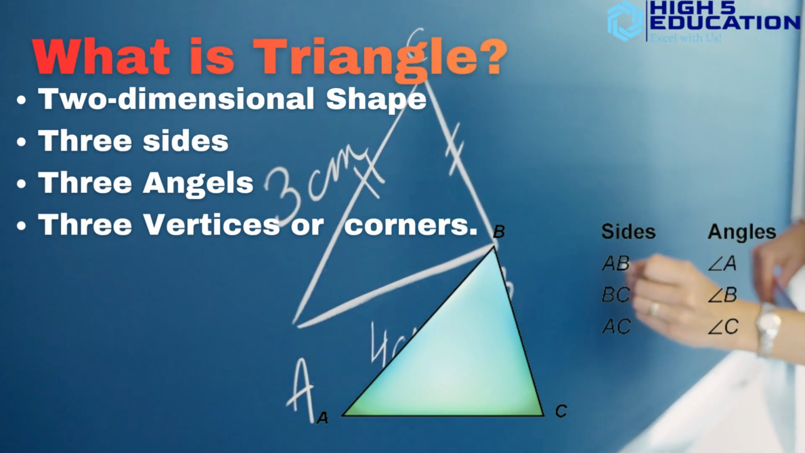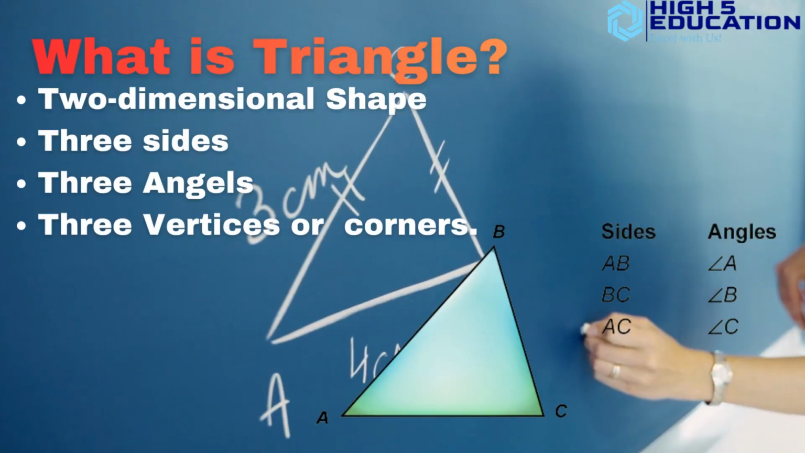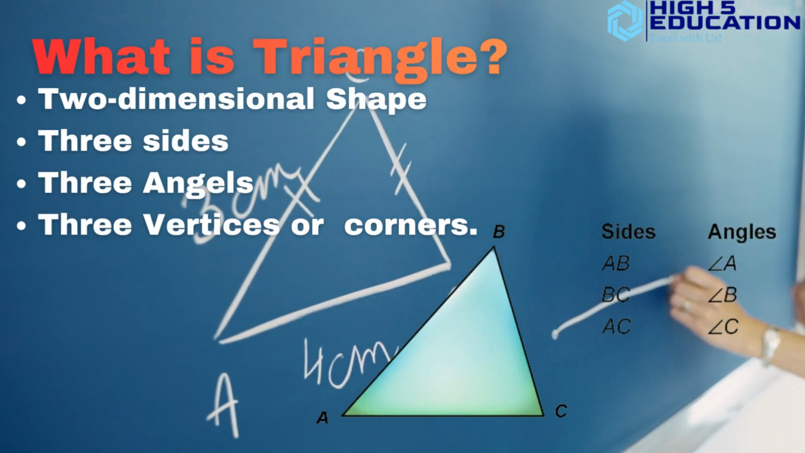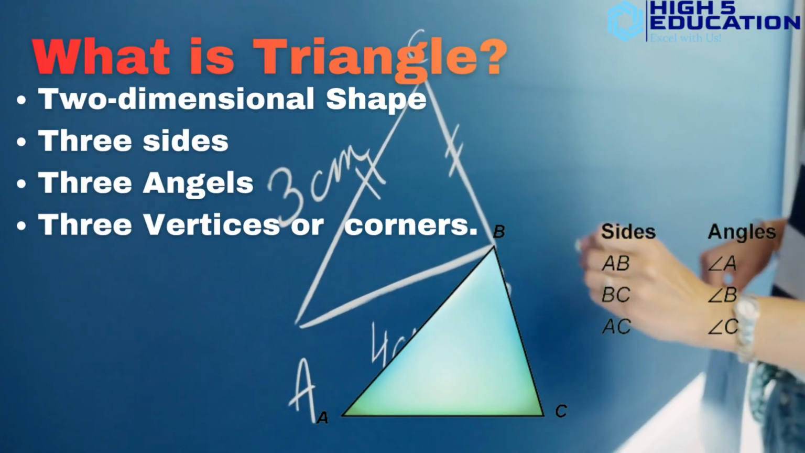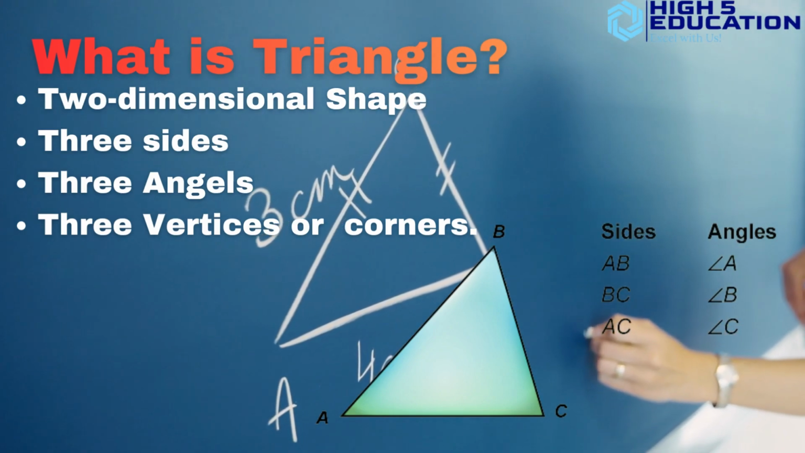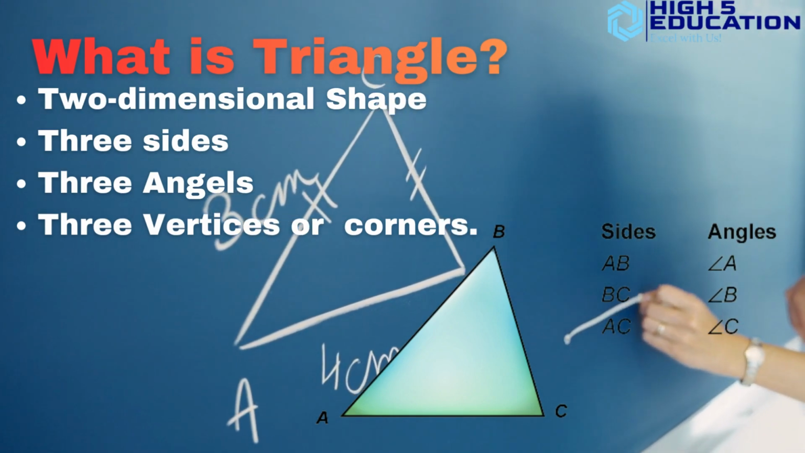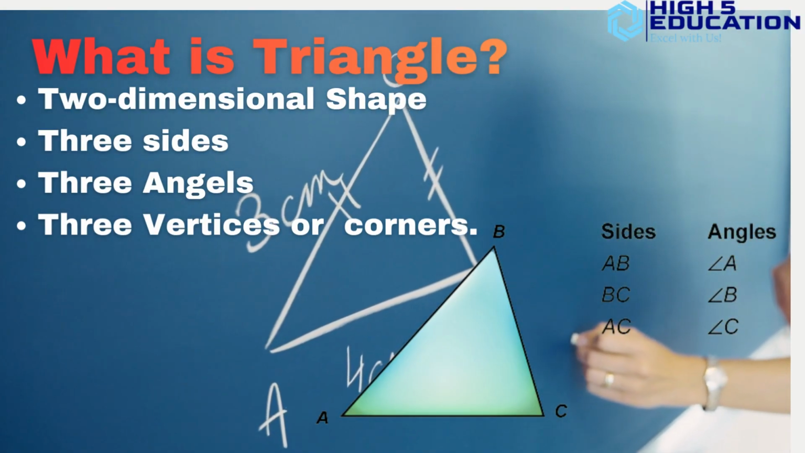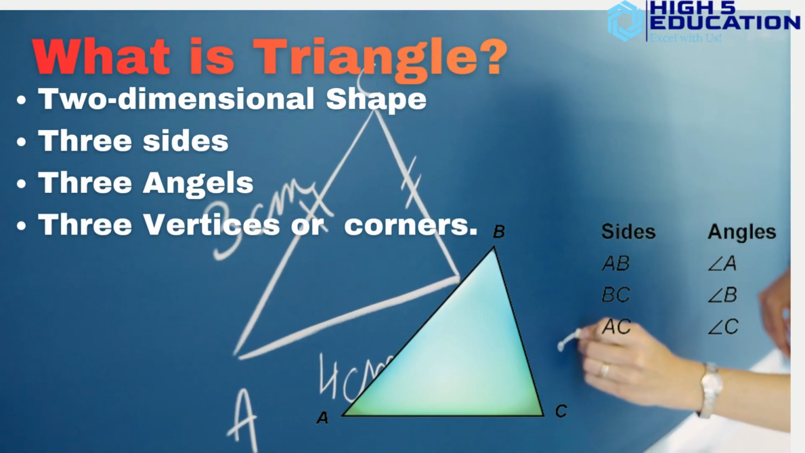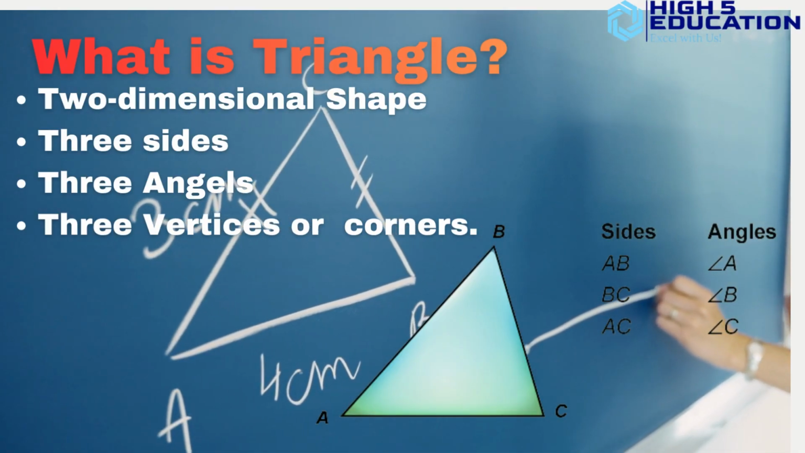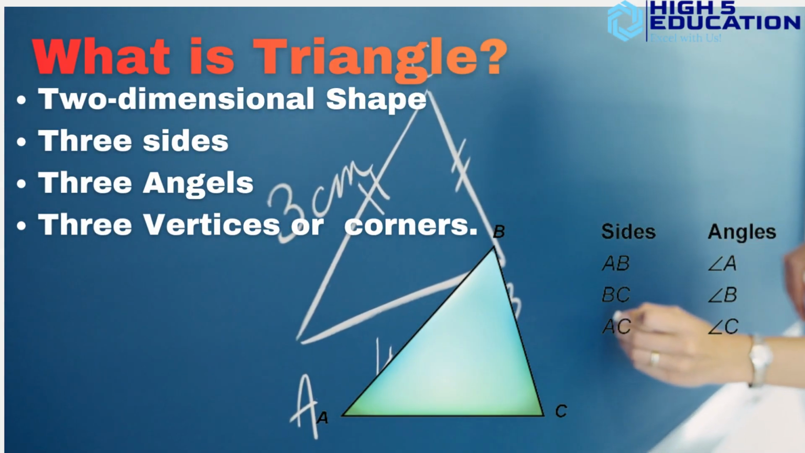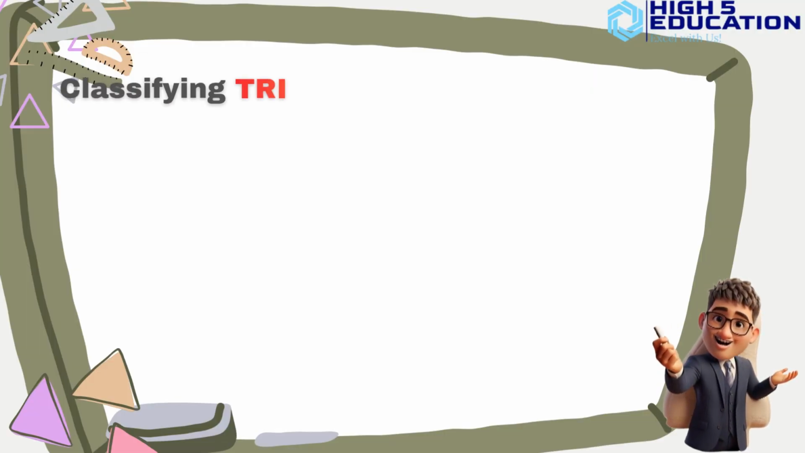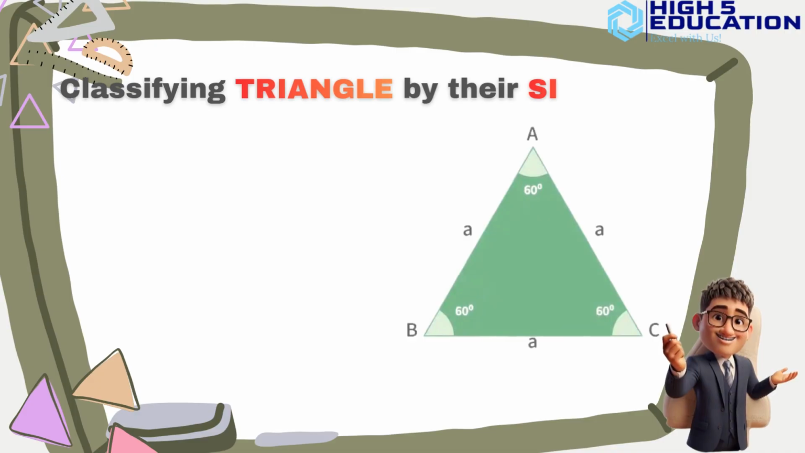There are two main ways to classify triangles. First, we can classify them by their sides. We look at whether the sides are all the same length or if they have different lengths. Second, we can classify them by their angles. We examine whether the angles are acute, right, or obtuse. As we continue today's lesson, we'll explore each type of triangle in detail and learn how to identify them quickly and confidently. Let's begin with our first type of triangle based on its side lengths, the equilateral triangle.